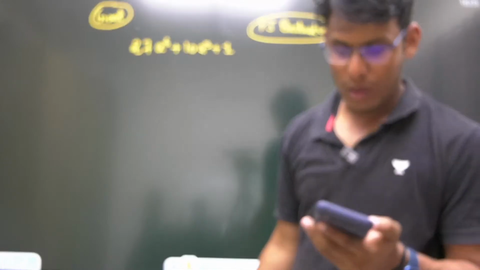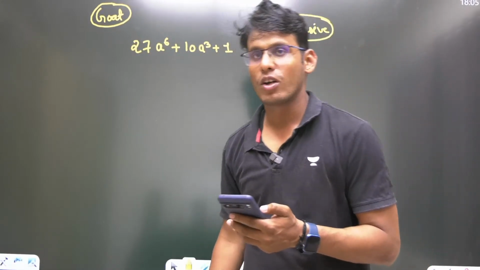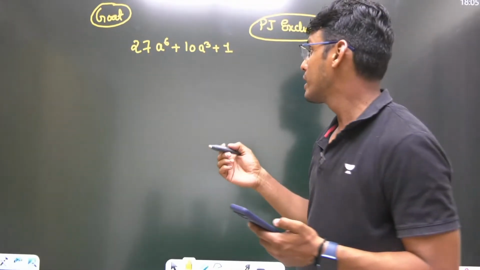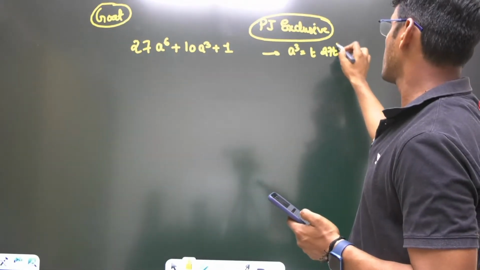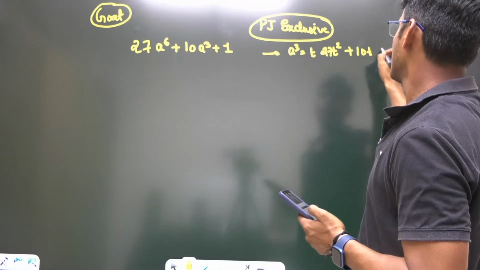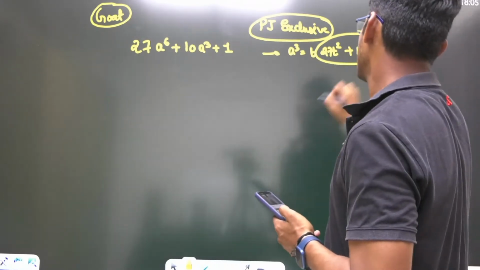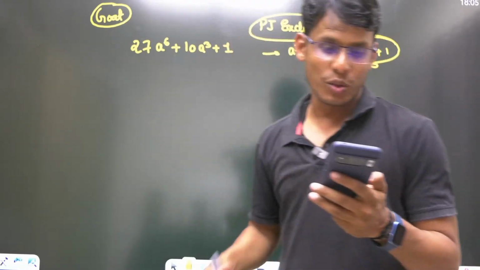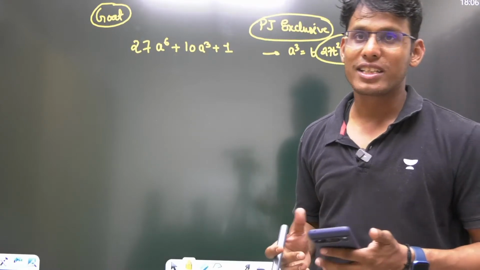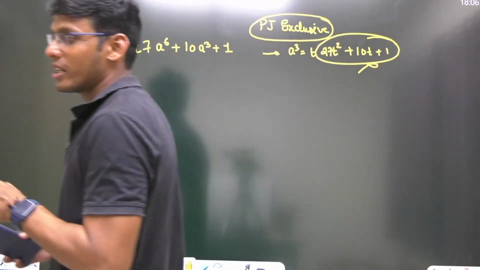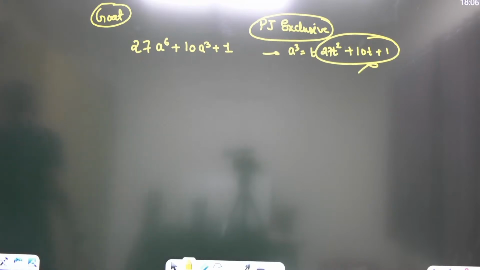A cube equal to x will not give you anything. You will try to make it into a quadratic. A cube equal to t will give you 27t square plus 10t plus 1, but it is not factorizable. You need to use cube. And that is why I call it the mother of all identities.